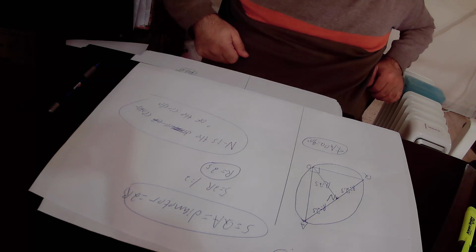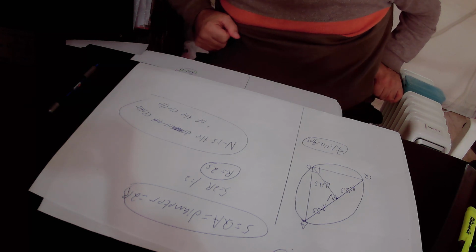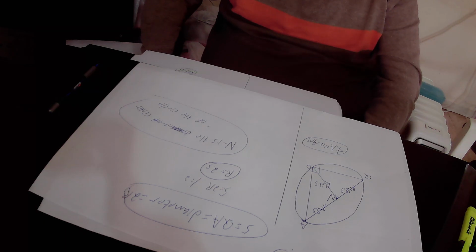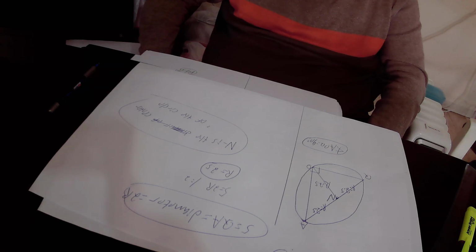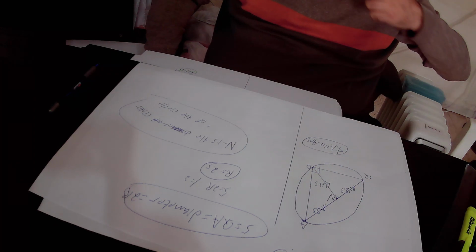Okay, we know that QA is the diameter of the circle, and the center of any diameter is in the middle of the diameter. QA equals 5 units.